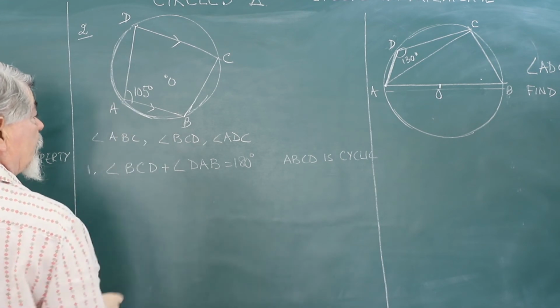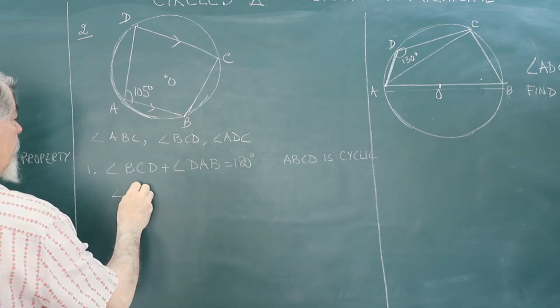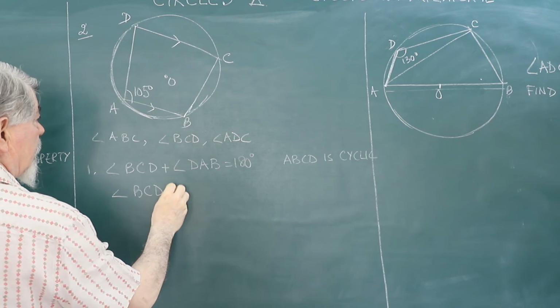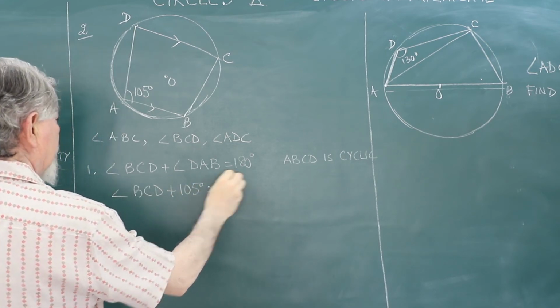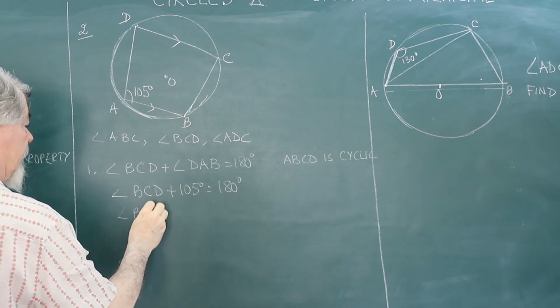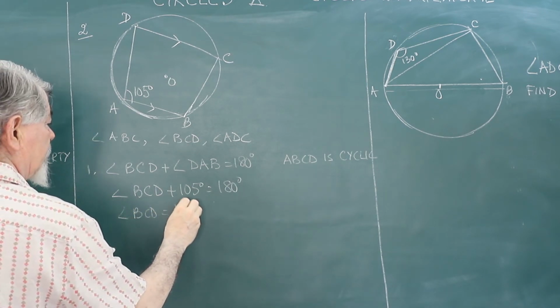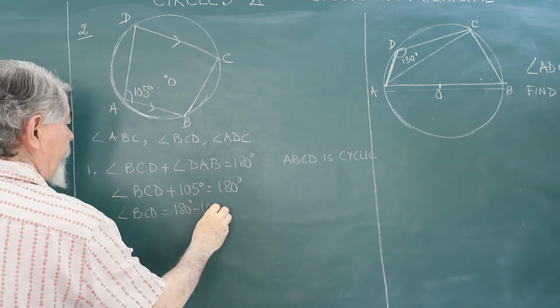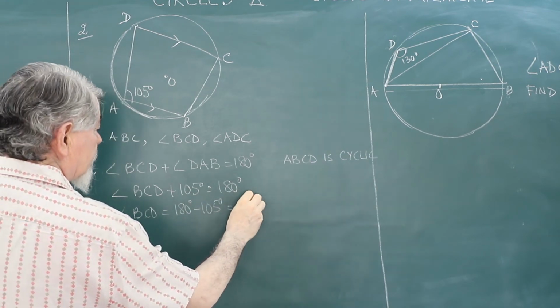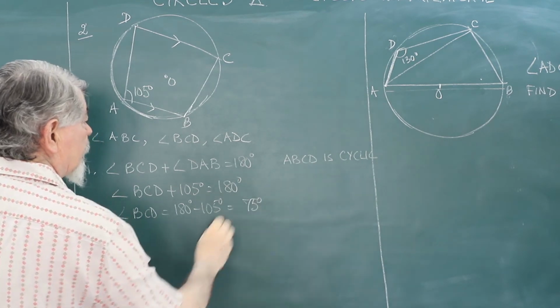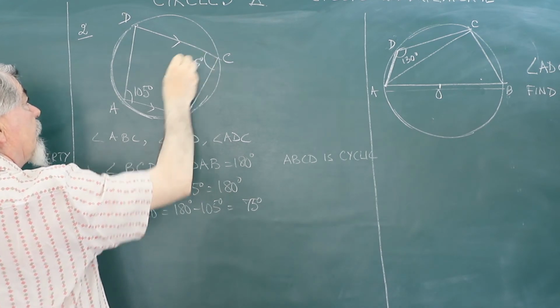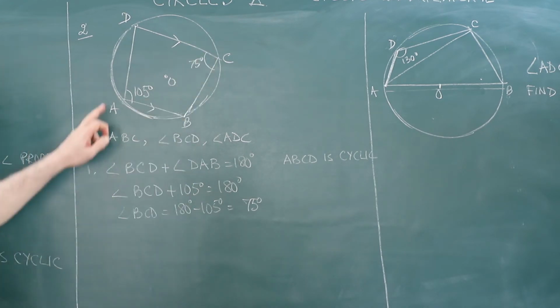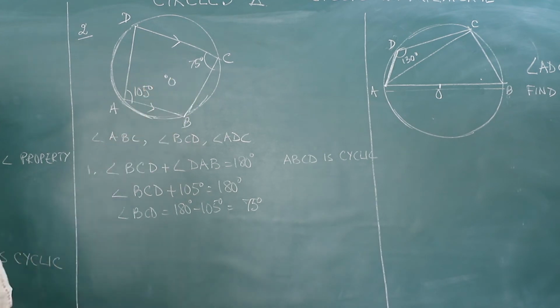I know the value, so BCD plus 105 is equal to 180. So I can calculate angle BCD as 180 minus 105. That will be how much? 75 degrees. We have got this value as 75 degrees by the application of the property of cyclic quadrilateral. The opposite angles of cyclic quadrilateral are supplementary.